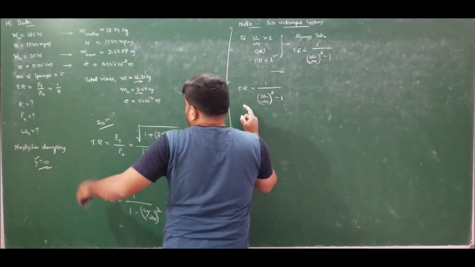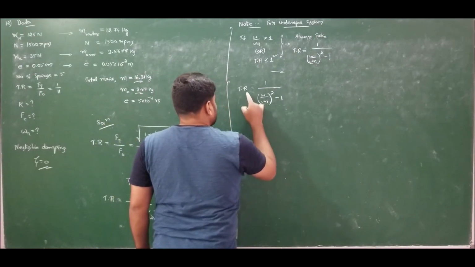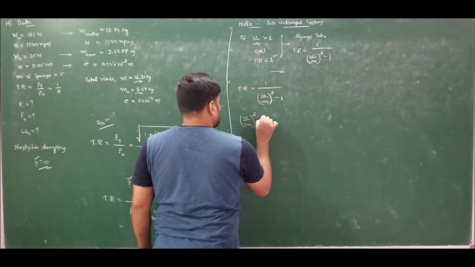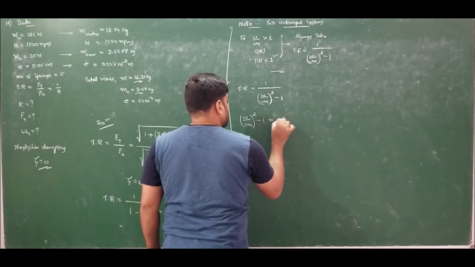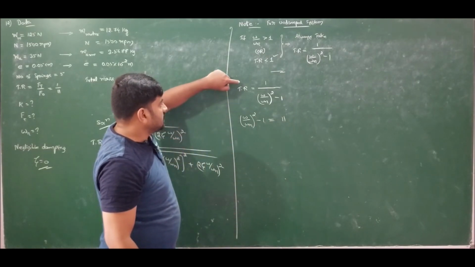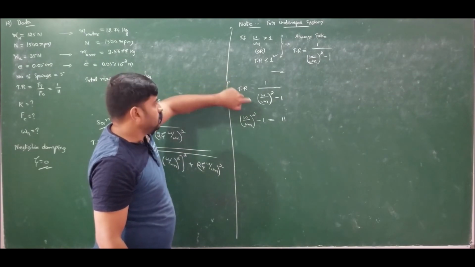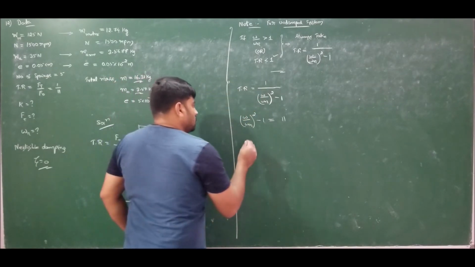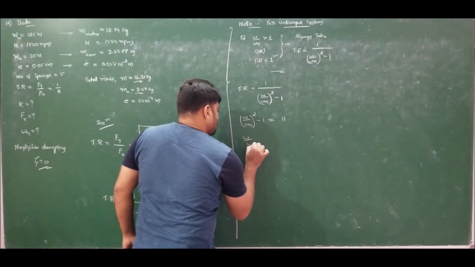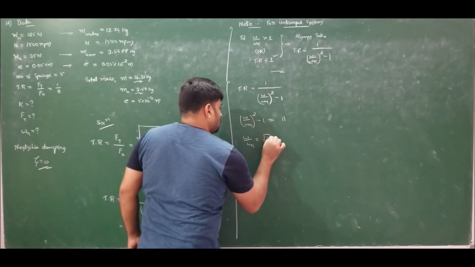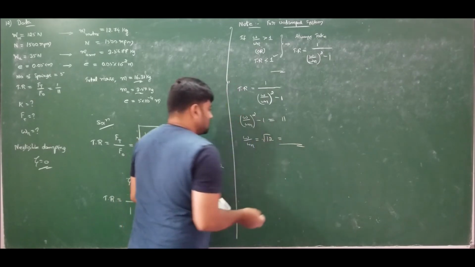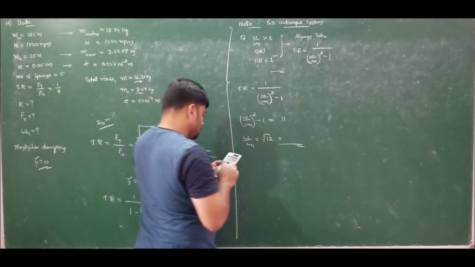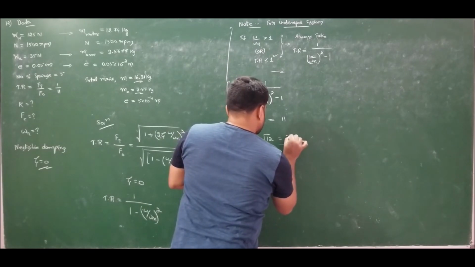Now moving further, transmissibility ratio is known, 1 by 11. So substitute and cross multiply, I will get omega by omega n whole square minus 1 as 11. What I have done is substitute transmissibility ratio as 1 by 11 and cross multiply. So 11 will go here. Now how much is omega by omega n? Omega by omega n is root of 12, which is nothing but 3.464.